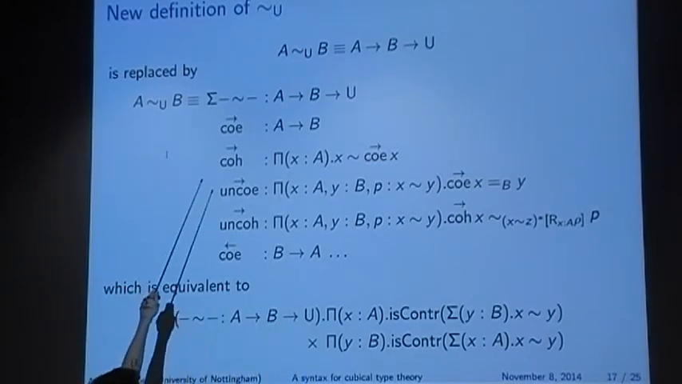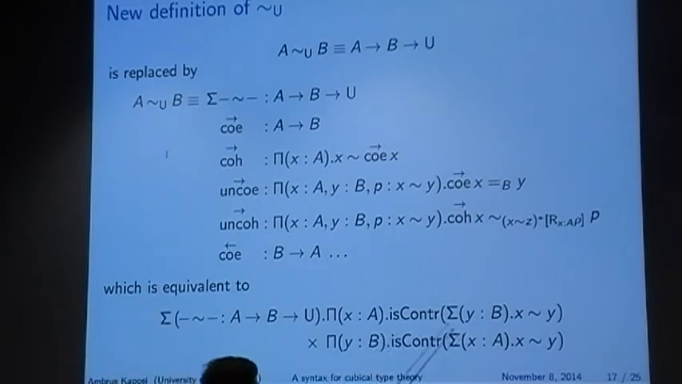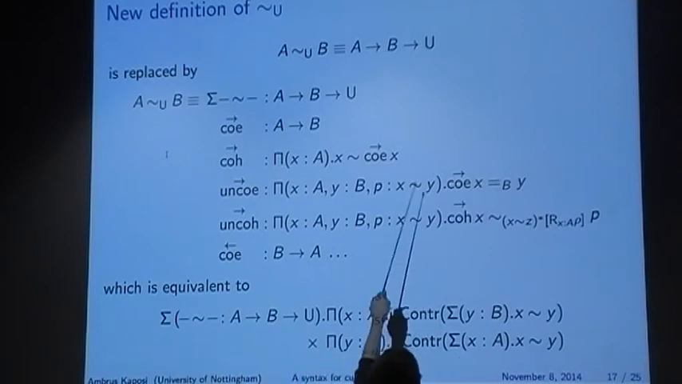So the coerce and coherence give me the center of the contraction, and these connect everything else to the center of contraction, this uniqueness condition.